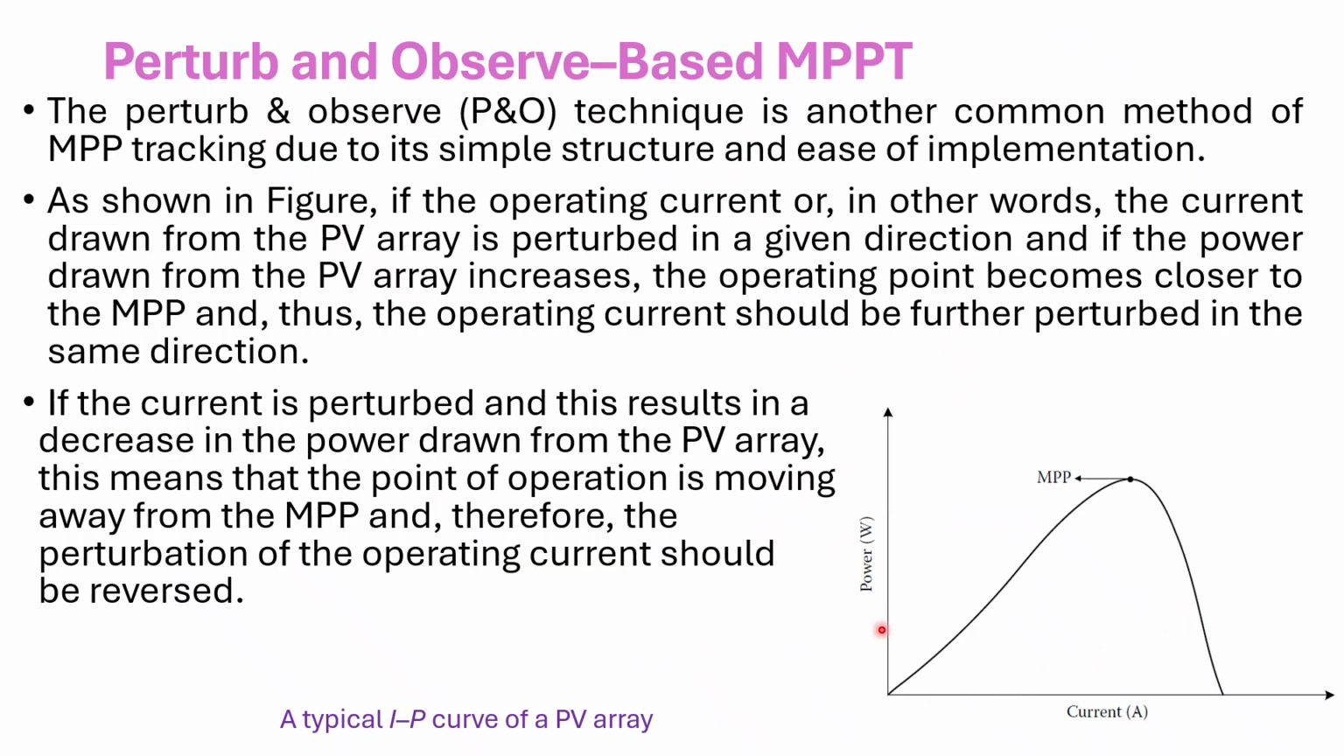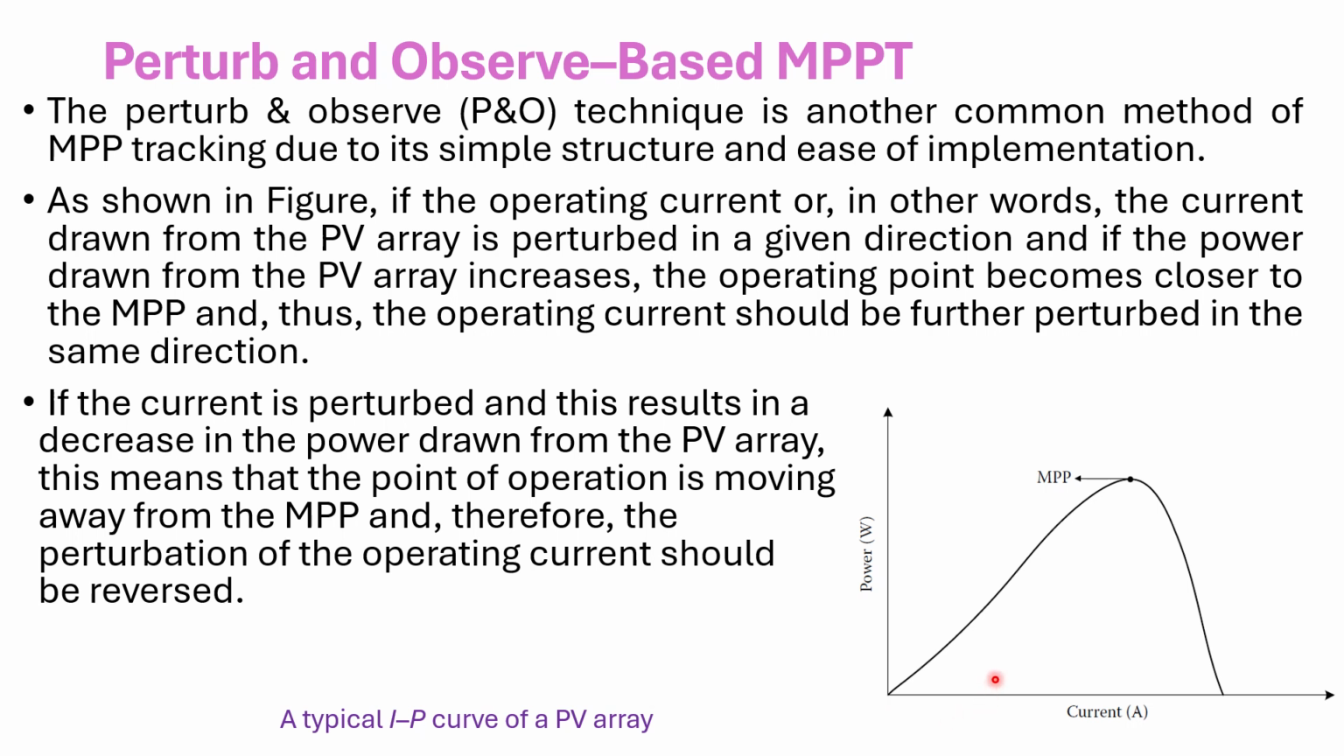So this is a simple curve representing current and power. This is the maximum power point. The P and O is a general, basic, common technique used for maximum power point tracking. This is because of its simple structure and the ease of implementation.